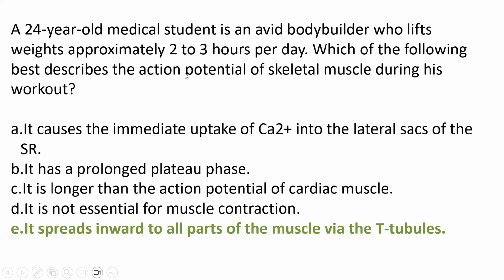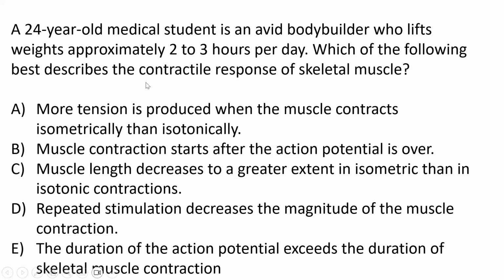Action potential, to reach the skeletal muscle at the neuromuscular junction, the depolarization wave should go through the invaginations of the cell membrane, which causes the depolarization, opening of calcium channels, and starts the entire process that we just discussed. Okay, now this is the third and last question in this part of the lecture. Which of the following best describes the contractile response of a skeletal muscle?